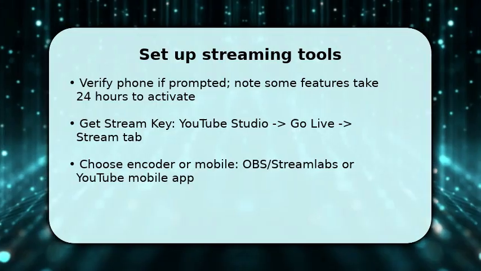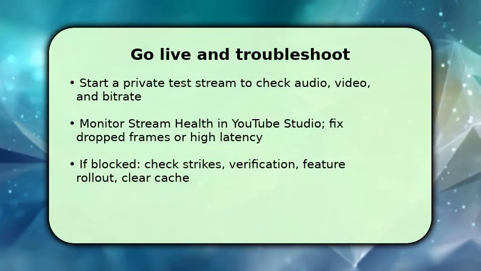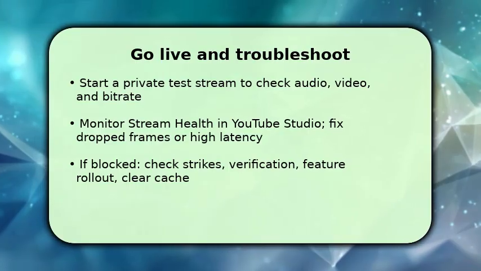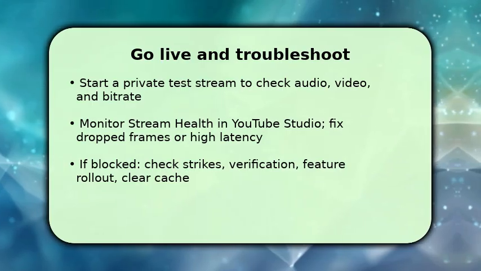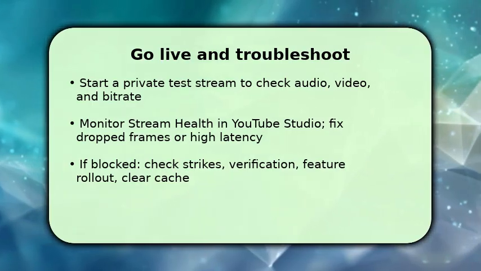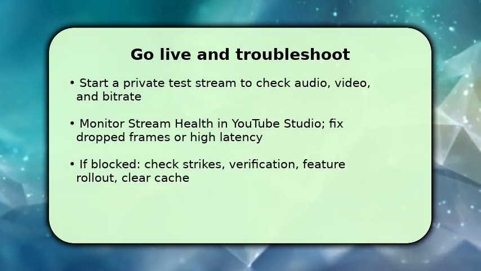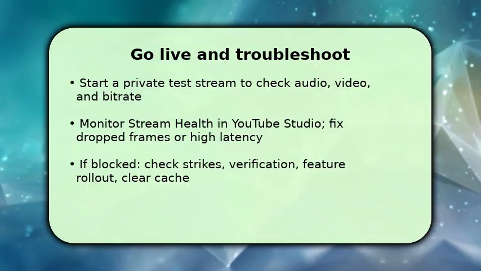Finally, run a private test stream to confirm audio, video, and bitrate are stable. This avoids embarrassing public failures. When ready, schedule or start the public stream and watch stream health in YouTube Studio to detect dropped frames or high latency so you can adjust bitrate or encoder presets.